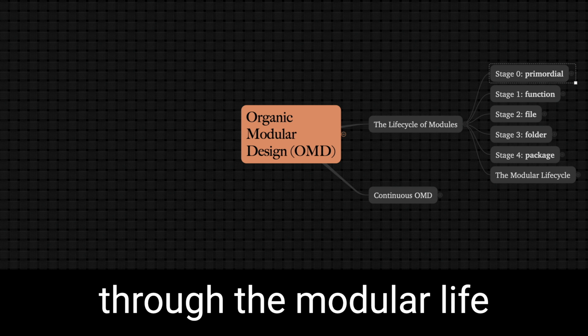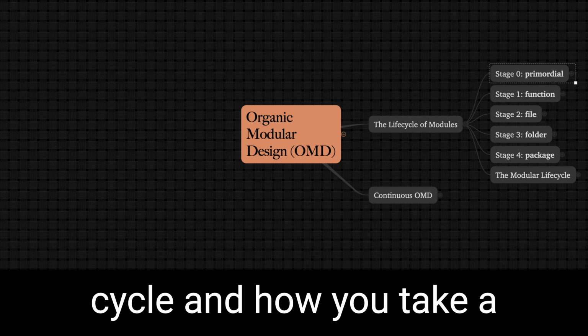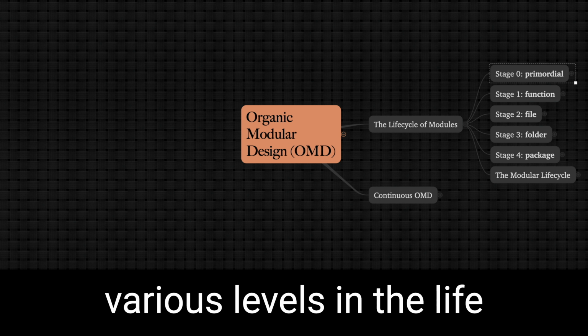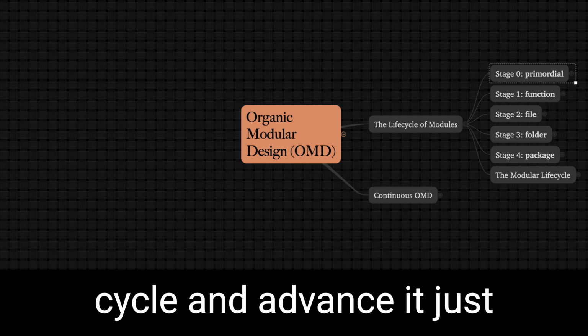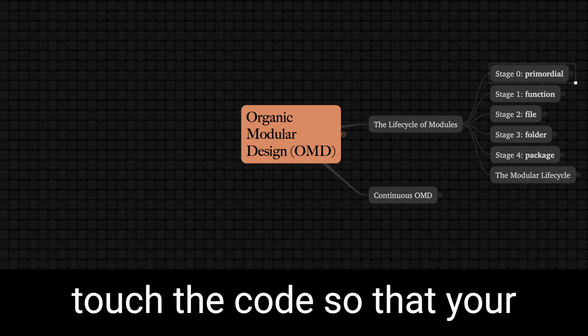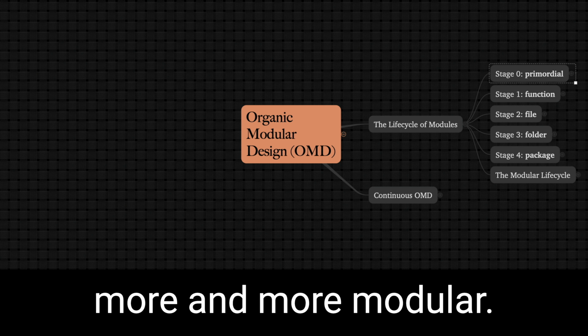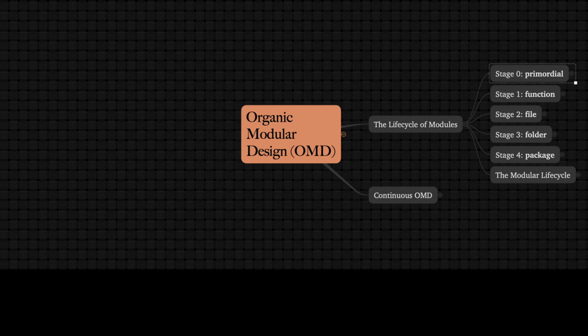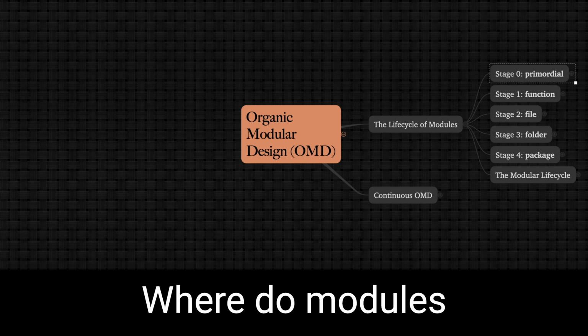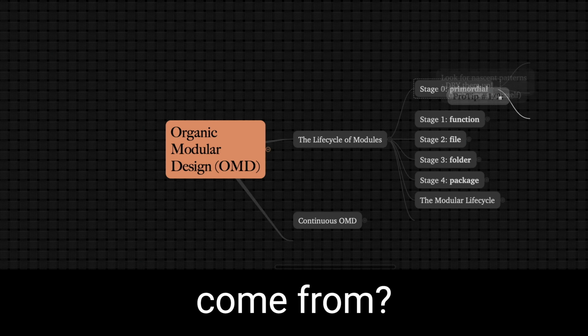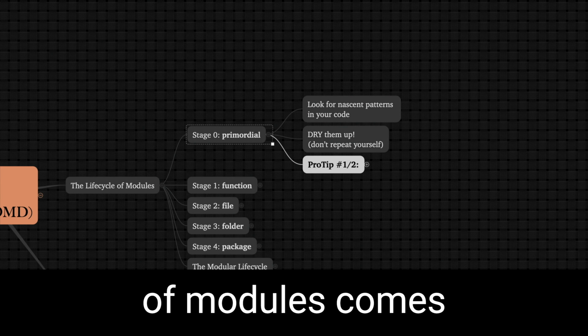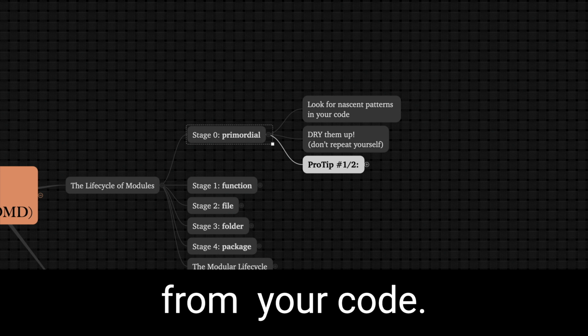I'm going to walk you through the modular life cycle and how you take a module from each of the various levels in the life cycle and advance it just a little bit every time you touch the code so that your code base continually gets more and more modular. Let's start at the top. Where do modules come from? The primordial soup of modules comes from your code.